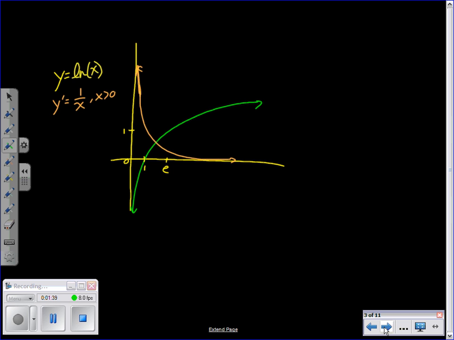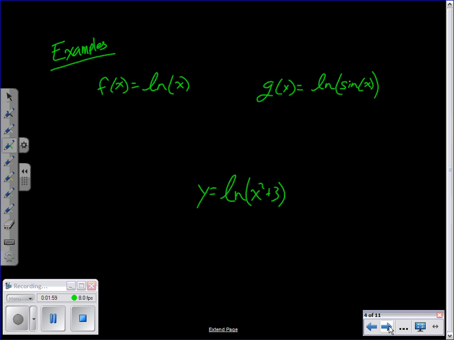The reason is that the natural logarithm is the inverse of the function e to the x, and e to the x has a horizontal tangent at y equals 0. Therefore, our natural logarithm is going to have a vertical asymptote at x equals 0. So this is a function, natural log x, and its derivative, 1 over x. Let's look at a few examples.